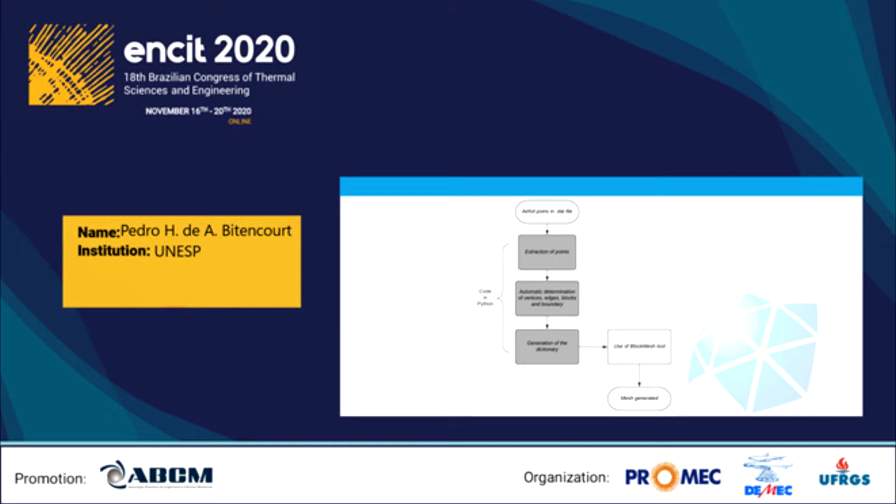The diagram displayed illustrates the method used to generate the mesh. To start the program, you just have to give airfoil points in the point.dat file. Then the code in Python begins the extraction of points, automatic determination of vertices, edges, blocks, and boundary, and finally the generation of the dictionary. Then we use the blockMesh tool and the mesh is generated.